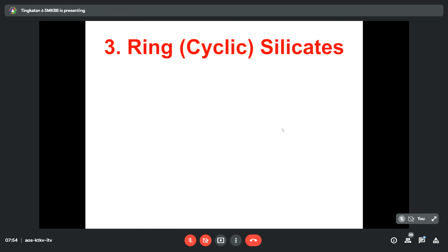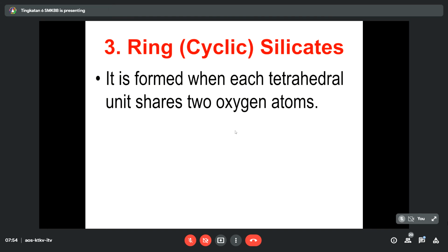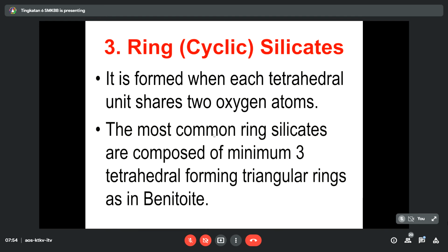Okay, so that is pyrosilicate, 2 units combined. Next, ring, cyclic type. It is formed when each tetrahedral unit shares 2 oxygen atoms. The most common is composed of 3 tetrahedra forming triangular rings, as in benitoite. That means the simplest is 3. So they are going to share 2 oxygen atoms.